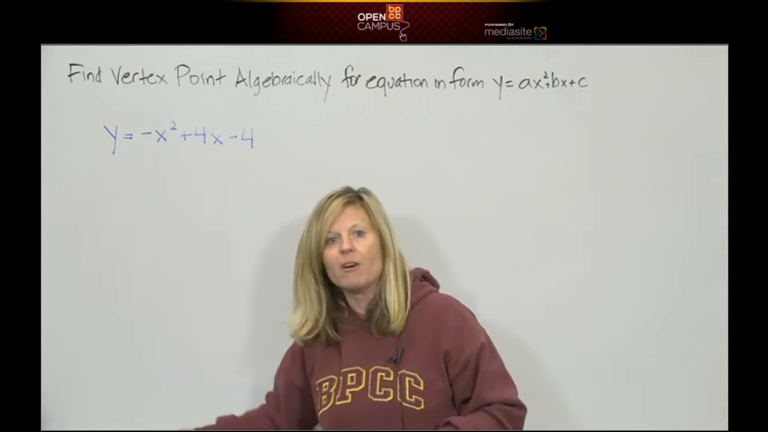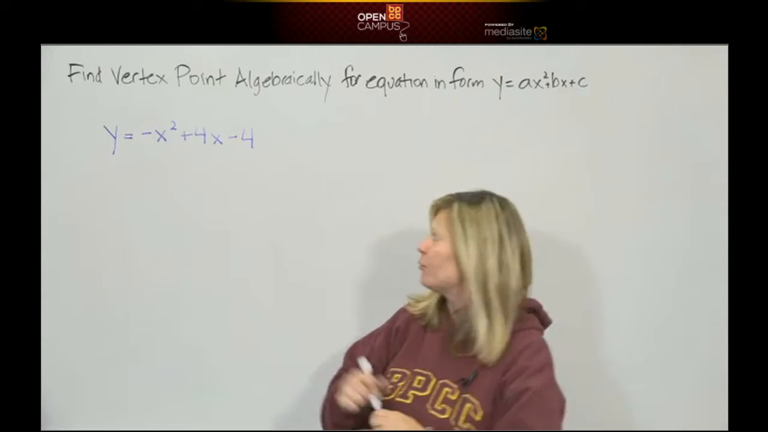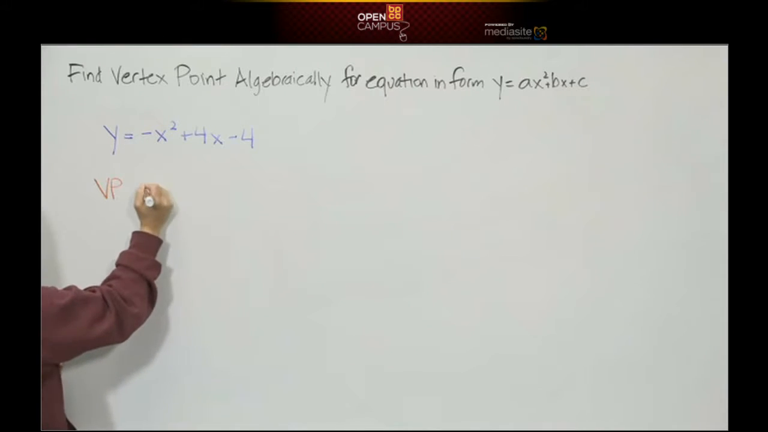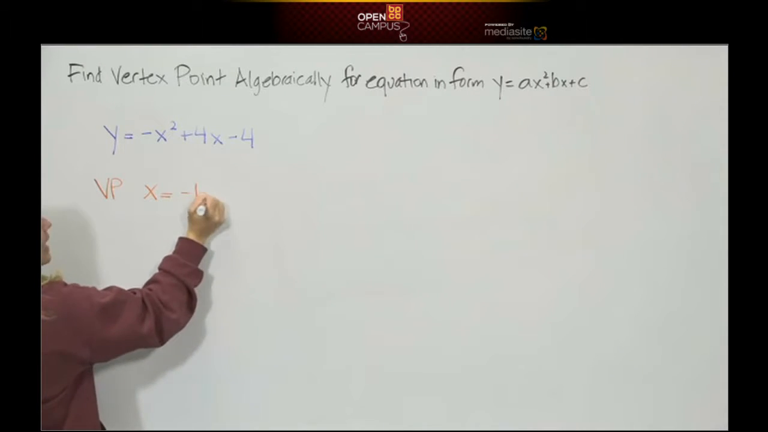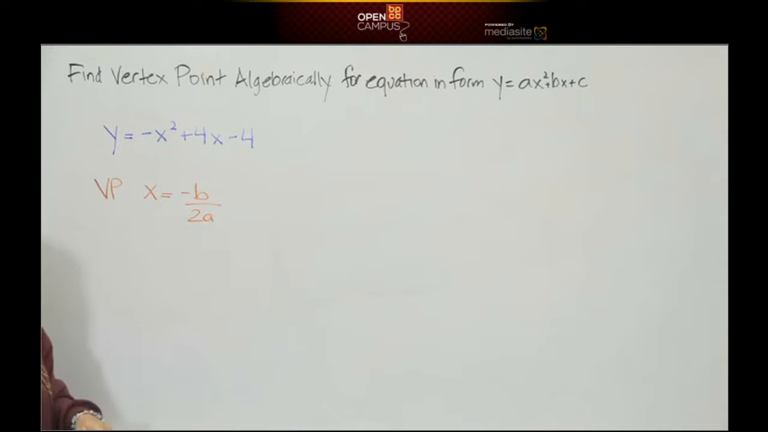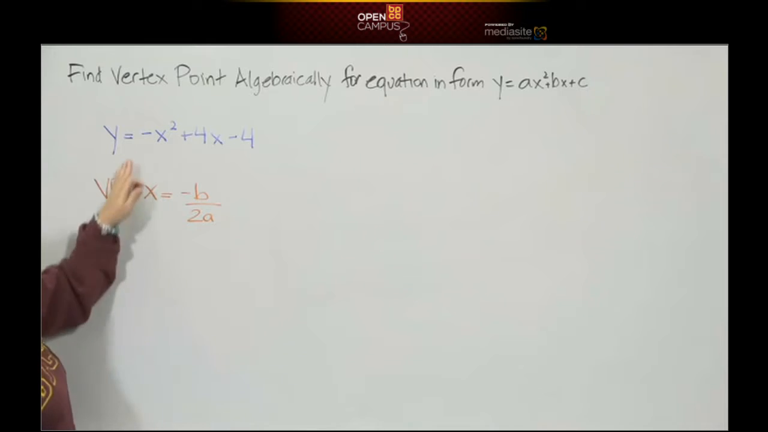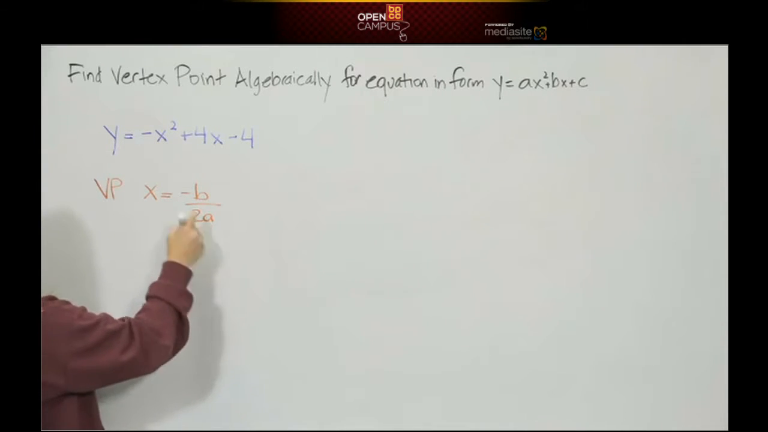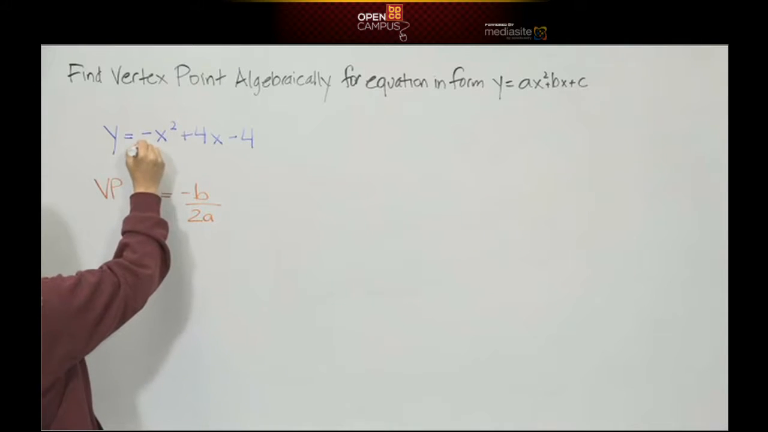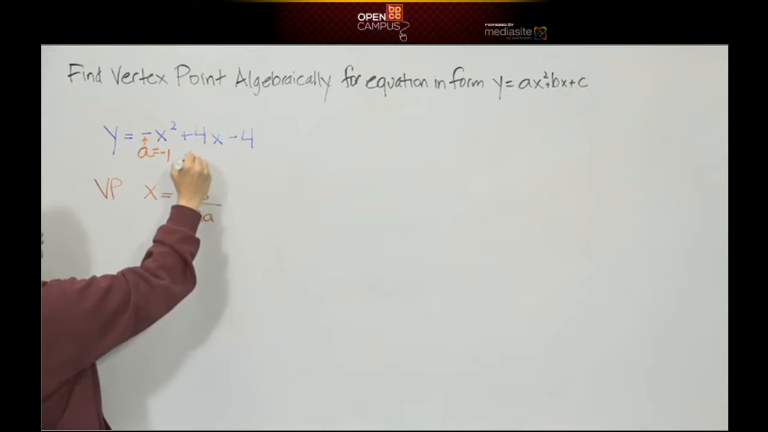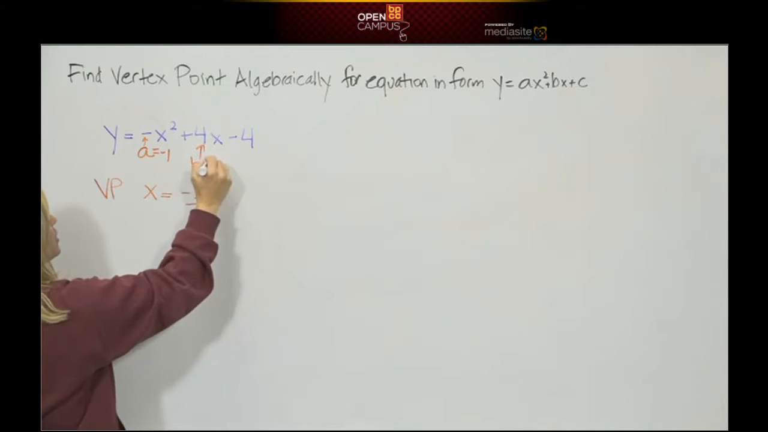And it's real simple to find that x value. You just have to memorize the formula. The formula for the vertex point, I'm going to abbreviate as VP, is x equals negative b over 2a. And I know where a and b come from because we've already done this with the quadratic formula. I look at my equation, I make sure it's in descending order. A is always the coefficient in front of x squared. A is negative 1. B is always the coefficient in front of x, and b is 4.